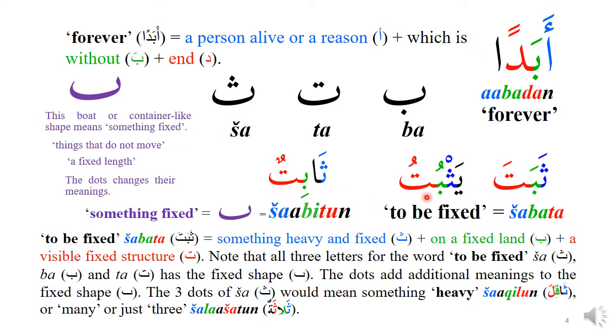And you can see that in sabata, the sa, ba and ta, these 3 letters are there, all have the fixed shape. So you can immediately understand that this would mean something fixed, right? All of them. And notice that ba has 1 dot, ta has 2 dots, and sa has 3 dots. This has significance. So these dots change the meaning. And we already know some of this meaning, what they are, and we'll go into more detail now.